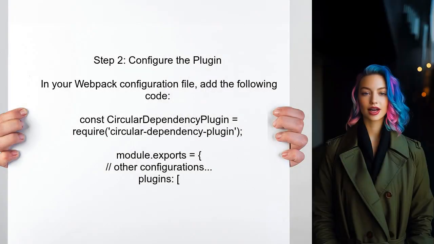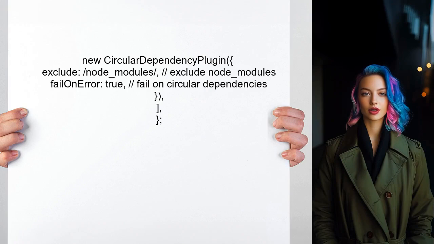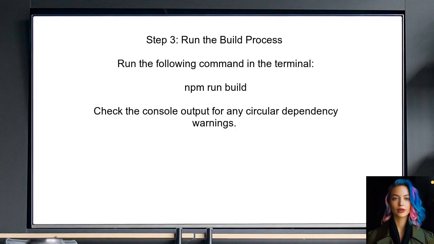Next, the user needs to configure the plugin in their project. This involves modifying the Webpack configuration file to include the plugin. After configuring the plugin, the user should run their build process. This will allow the plugin to analyze the project for circular dependencies.